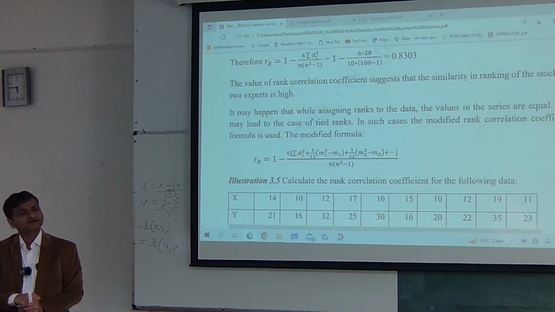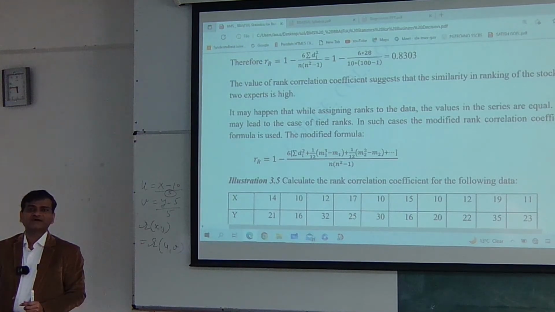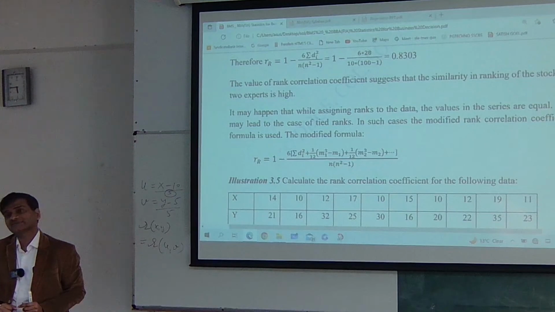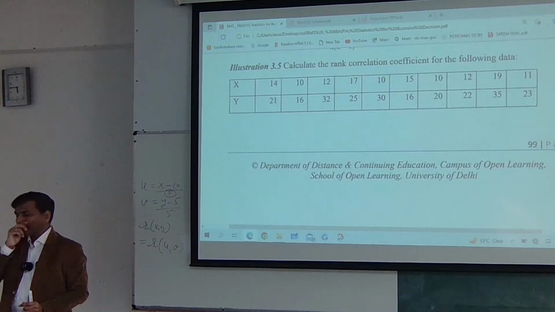Further, here in Spearman's correlation coefficient, we have a modified formula also, and you have to use this when we have a problem with the ranks. That means when we have tied ranks. So what are tied ranks? I will explain with the help of this example.